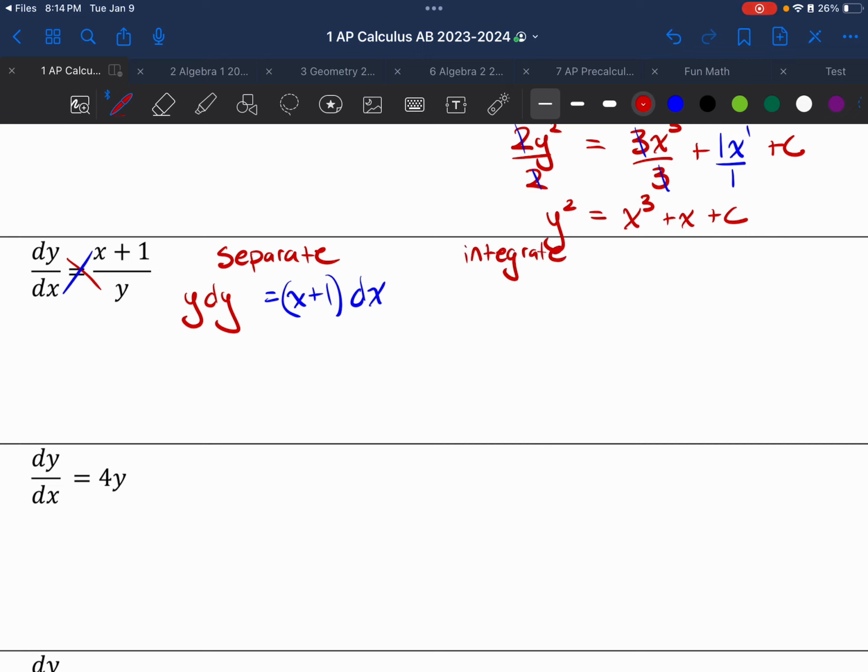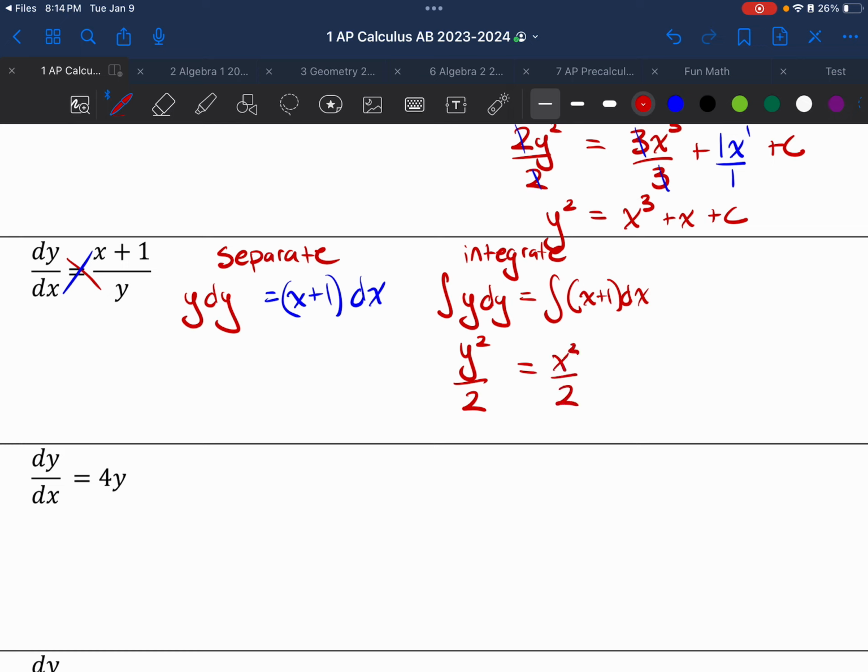When I integrate, slap on the integral symbols, and I have the integral of y dy is equal to the integral of the quantity x plus 1 dx. And then from there, we're going to take the antiderivative. I'm going to start going a little bit quicker here. I know this is going to be y squared over 2, and that's going to be equal to x squared over 2.